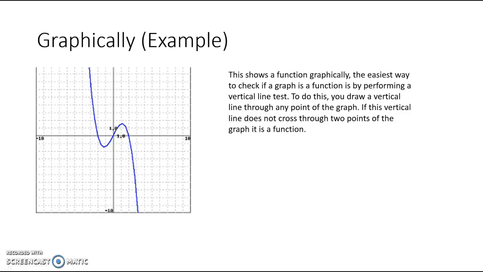Here is a graphical example. The easiest way to tell if a graph is a function or not is to perform a vertical line test. To perform a vertical line test, you will draw a vertical line through the plotted points. If this line crosses through more than one plotted point on the graph, it is not a function. Here you can see that regardless of where you draw the vertical line, it will not cross the plotted points more than once.